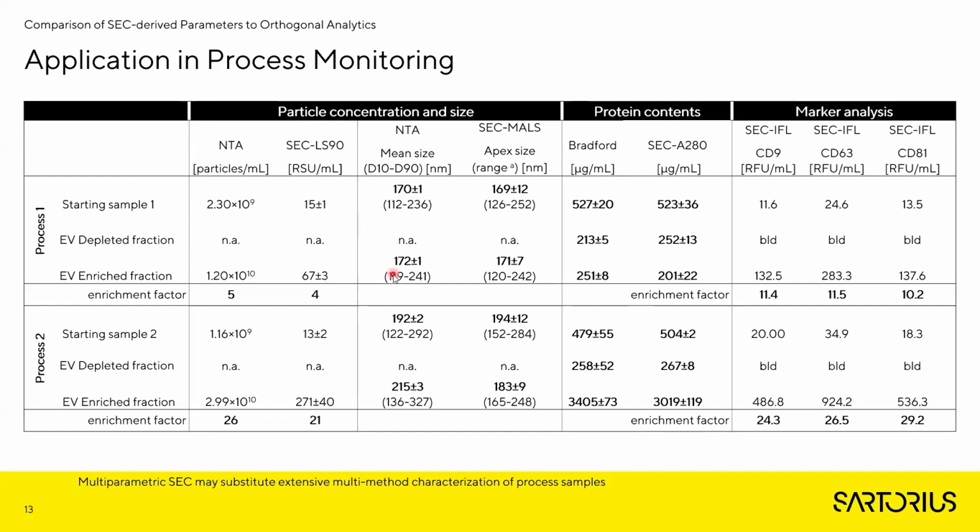So here we can see that the particle size estimations are very well comparable. Also, if we compare the enrichment factors for the particles obtained from the concentration obtained with NTA to the intensity of the light scattering at 90 degree angle, quite well aligned.